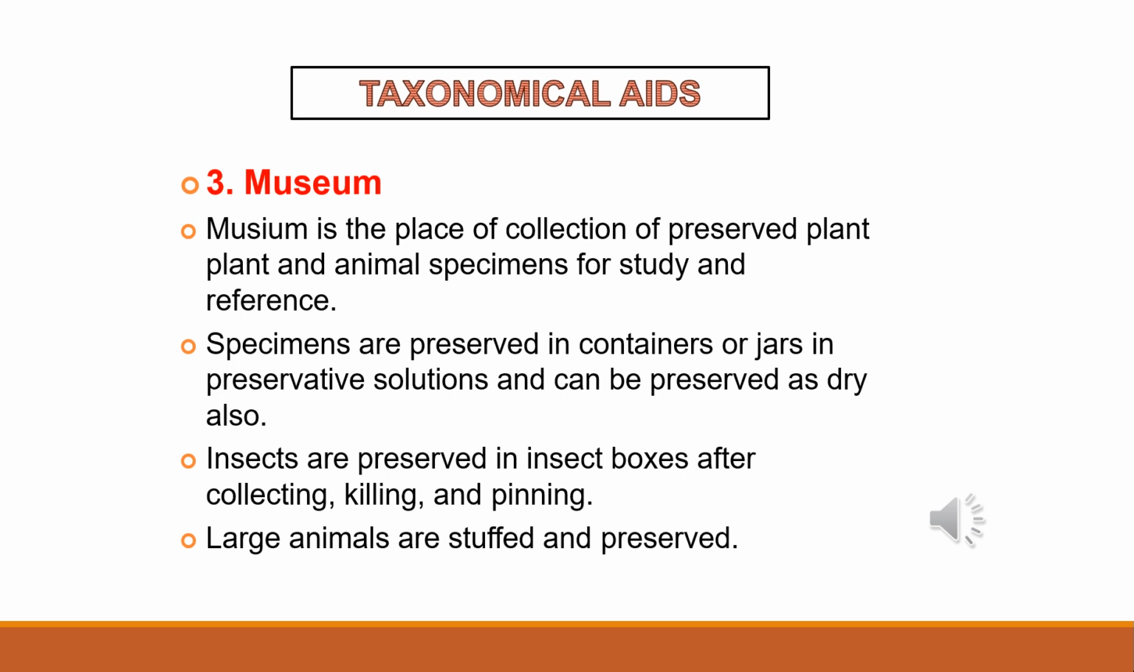You have seen some specimens in labs also which are kept in formalin solution. Insects are preserved in insect boxes after collecting, killing and pinning etc. So large animals are stuffed and preserved. उनके अंदर से सारे parts निकाल के उनके अंदर stuffing कर देते हैं और उनको preserve कर सकते हैं so that we can study about their body, contour of the body and we can study about the beaks etc. These can be studied easily.